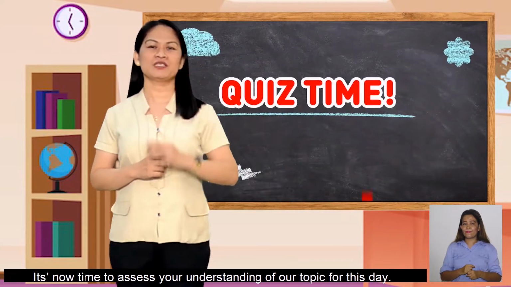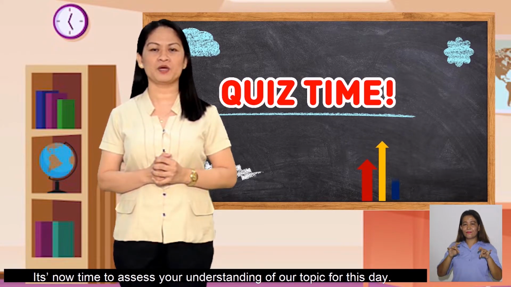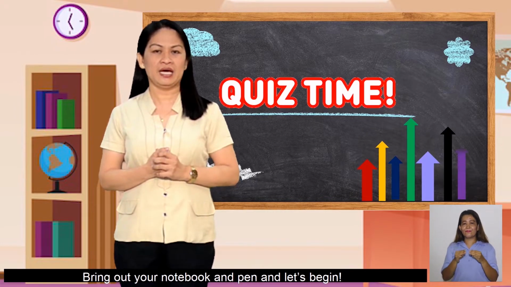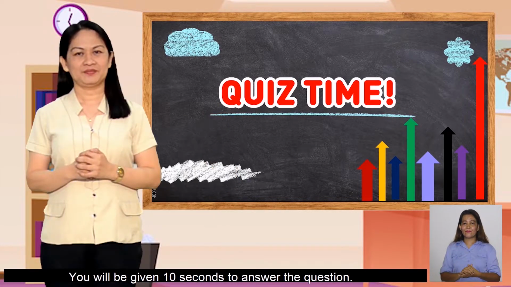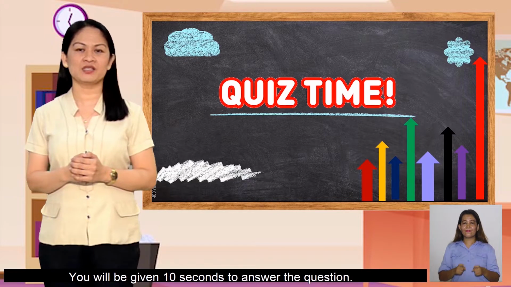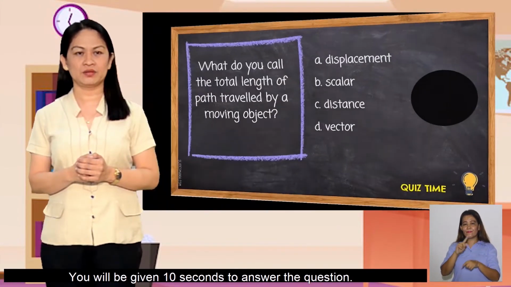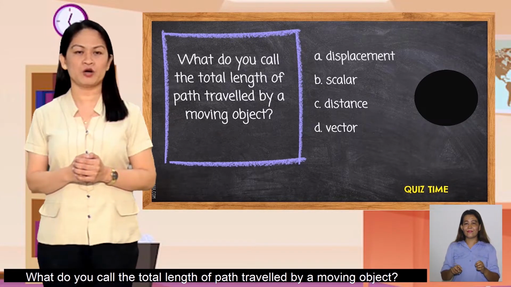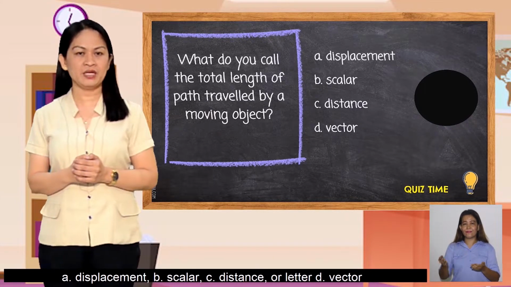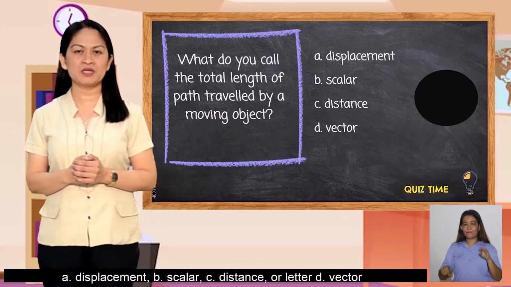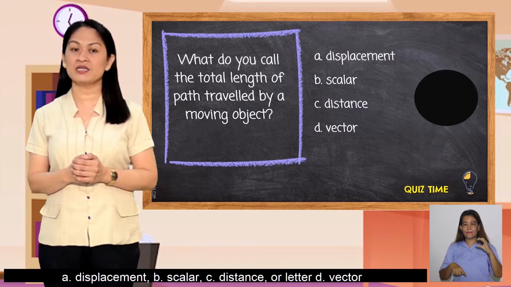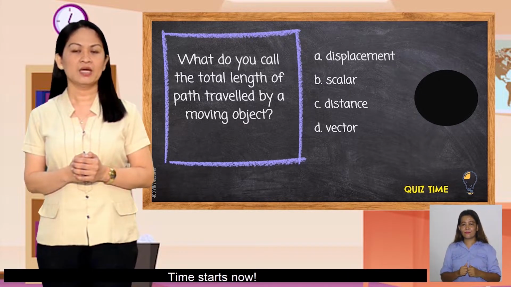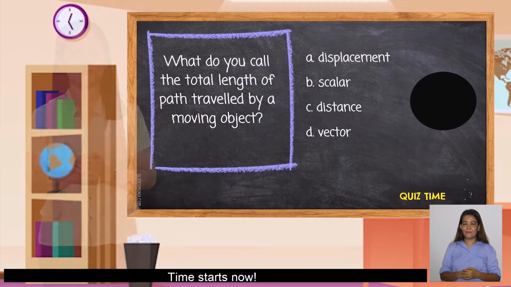It's now time to assess your understanding of our topic for this day. Bring out your notebook and pen and let's begin. You will be given 10 seconds to answer each question. What do you call the total length of path traveled by a moving object? Letter A, displacement. Letter B, scalar. Letter C, distance. Or letter D, vector. Time starts now.